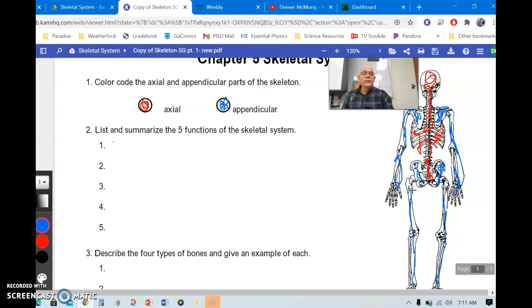Number 4 is storage. To store things, particularly minerals like calcium and some magnesium and some other ones, and fat. In the inside of the bone, in the medullary cavity, we talked about how the yellow marrow or fat is there. Okay, bone cell formation, or hematopoiesis, is a very important one.